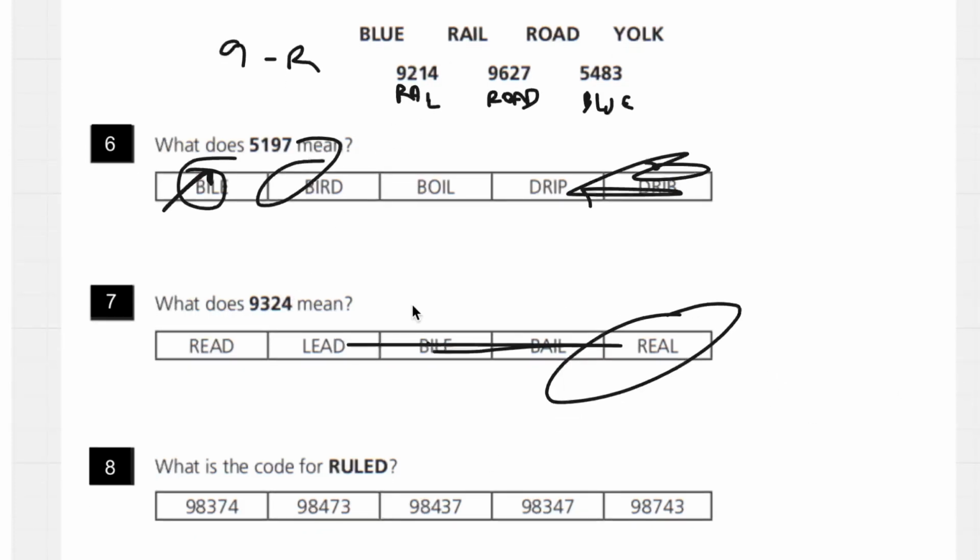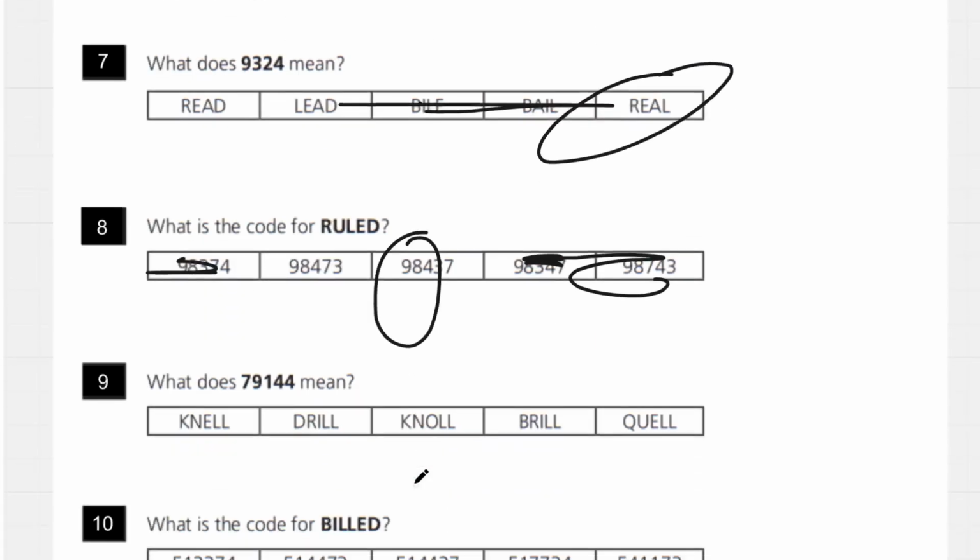Question number 8, we have ruled. R is going to be 9 first. All of them have 8 second. 9, 8. Let's find out the third word. L is 4, so it's going to be 9, 8, 4. Cross these out. 9, 8, 4, and then last one, road is 7, so it has to end in 7. So we get this option.